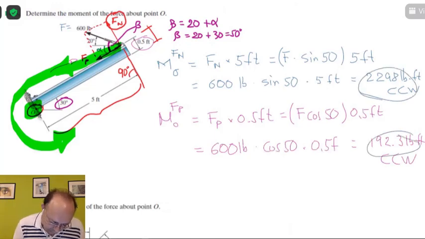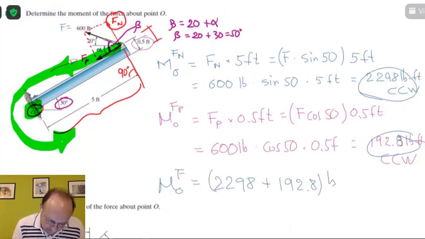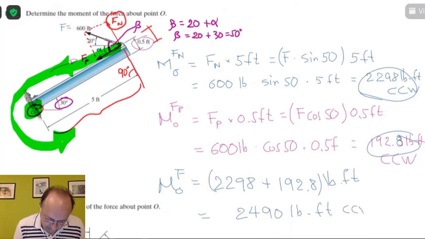This plus this. So the total moment of the force F with respect to O will be 2,298 plus 192.8, which is 2,190 pound-feet counterclockwise.